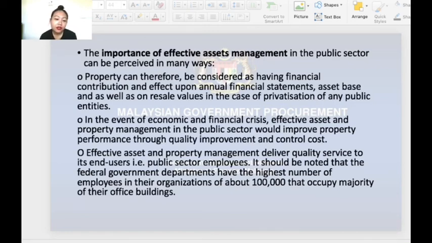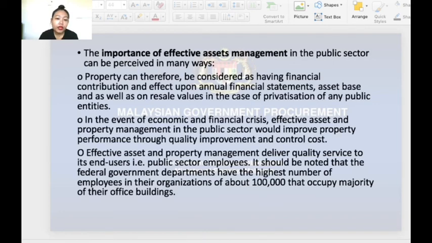Then thirdly, effective asset and property management deliver quality service to its end users, for example, public sector employees. It should be noted that the federal government departments have the highest number of employees in their organizations, of about 100,000, that occupy the majority of their office buildings.